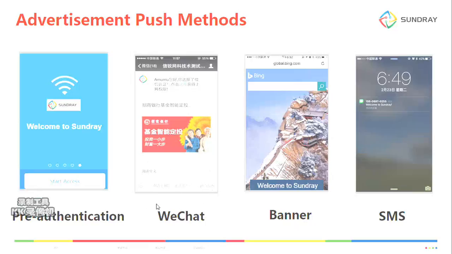And second is using WeChat. Using WeChat, we can send messages directly to the WeChat application, so it's very easy for marketing. And next is a banner. We set a policy so that there will be a small banner in the browsers or in the applications. And the last one is using SMS. Because of SMS authentication, we can get phone numbers from the clients, so we can push SMS messages.